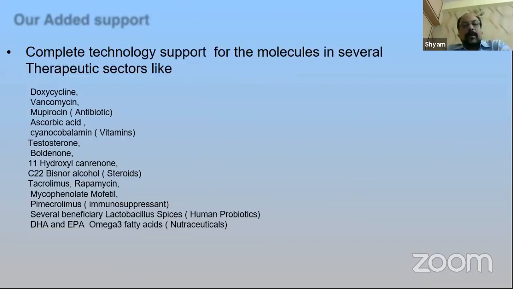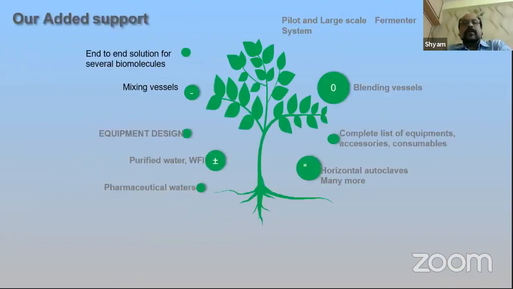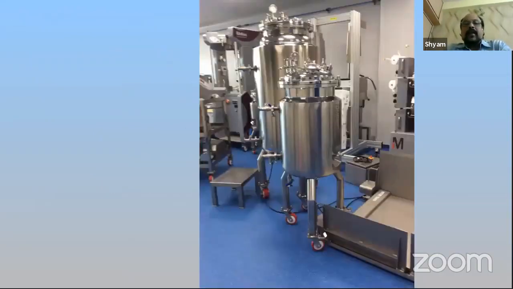So these are the molecules for which we can give the end-to-end solution, starting from providing the technology and also providing the support with the equipment required to establish the technology. We supply several things like mixing vessels, purified water and pharmaceutical water systems, horizontal autoclaves, other accessories, blending vessels, fermenters, and glass reactors. These are the types of equipment we supply to the biotech as well as pharma industries.